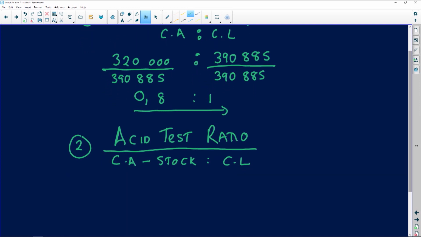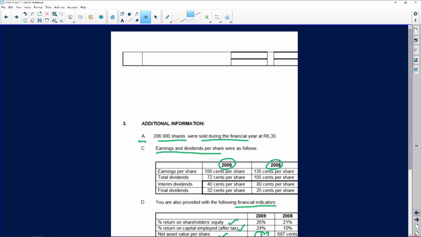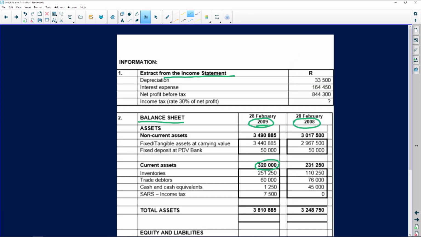We're going back to our balance sheet, or before we go to our balance sheet, we can use some of the figures that we had at the top. So my current assets, I know, is 320,000 from the previous calculation, minus my stock figure. So let's go back to our balance sheet. There's my balance sheet, and inventory is my stock figure, which is given to me as 251,250. So let's fill that in.